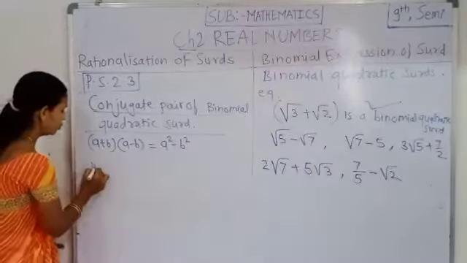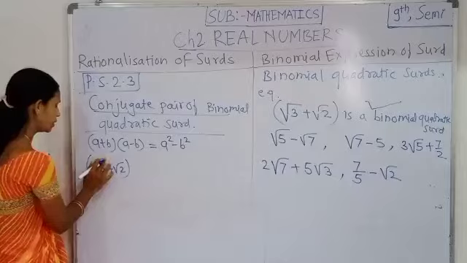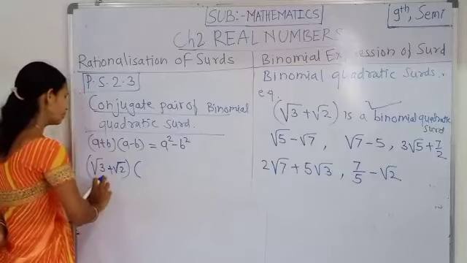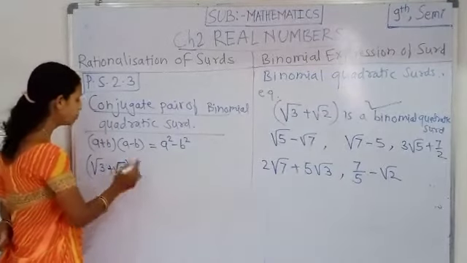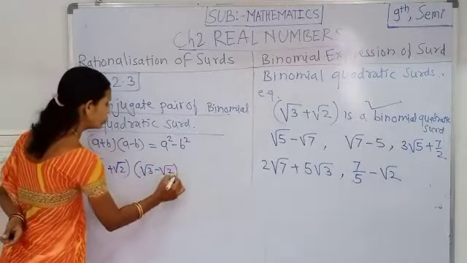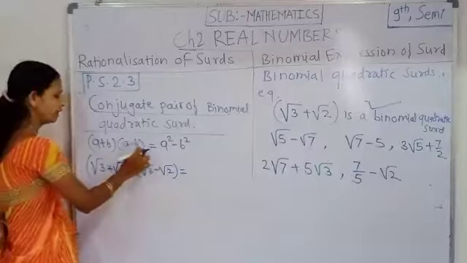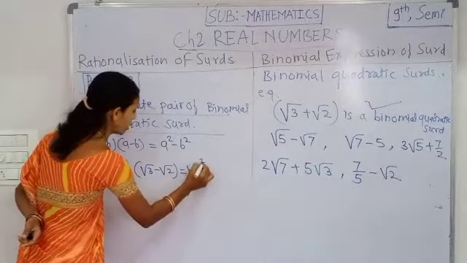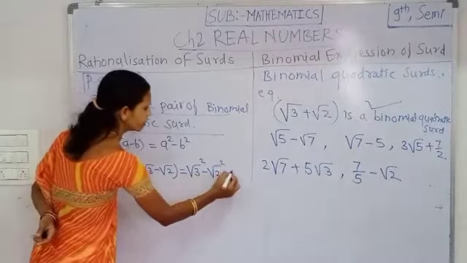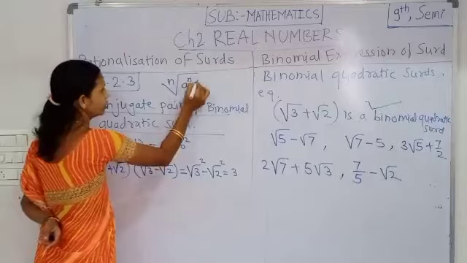See here, take one of the binomial surds, that is root 3 plus root 2. If that binomial quadratic surd is multiplied by another binomial quadratic surd, that is root 3 minus root 2, then we get, see here, it is like a plus b into a minus b. Therefore, we get root 3 square minus root 2 square. Then see here, root 3 square, that is 3, because here the nth root of a raised to n is a.